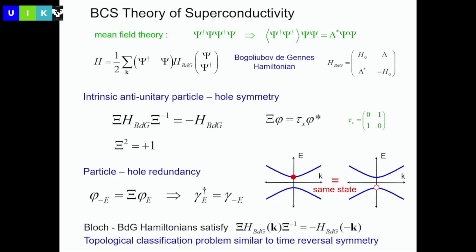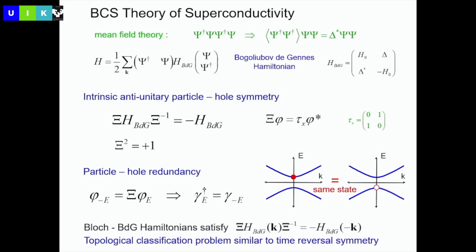And so adding a particle in the conduction band is the same operation as removing a particle from the valence band. And so this is an important thing that one has to keep in mind when you're doing the BCS mean field theory.